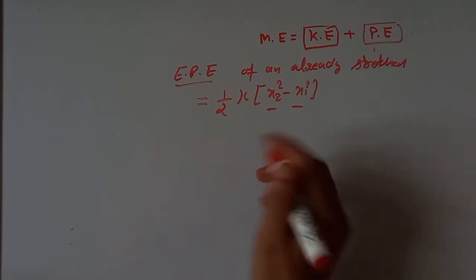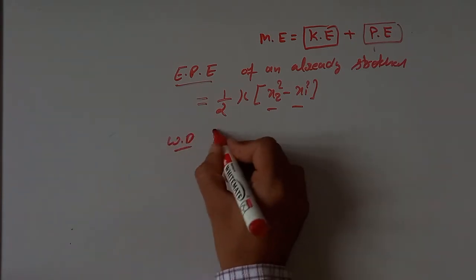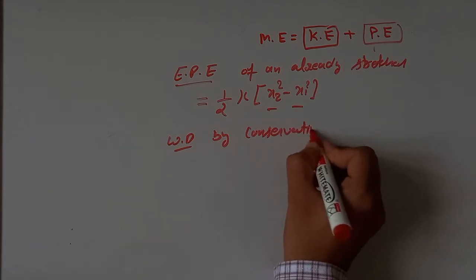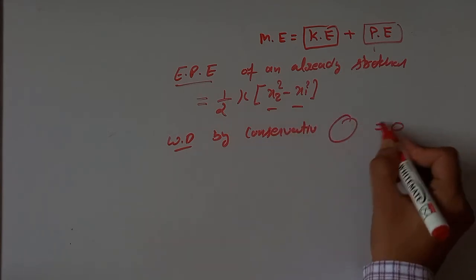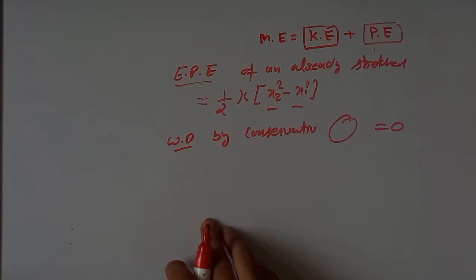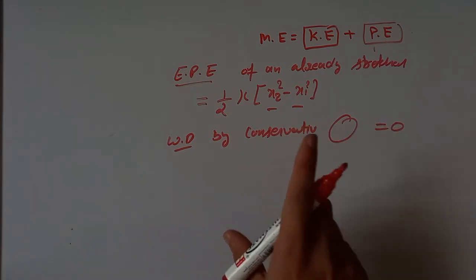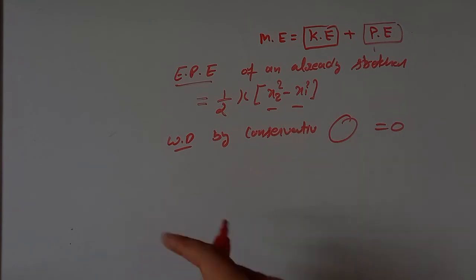Now, work done by conservative force around closed path is equal to 0. And friction force is a non-conservative force. Keep in mind, friction force is non-conservative force because it depends upon path.